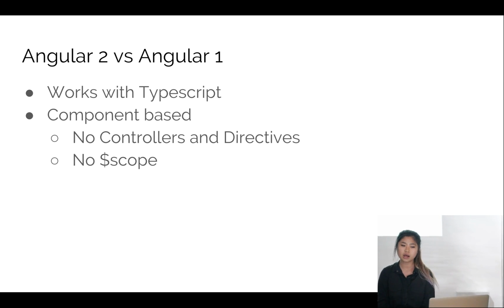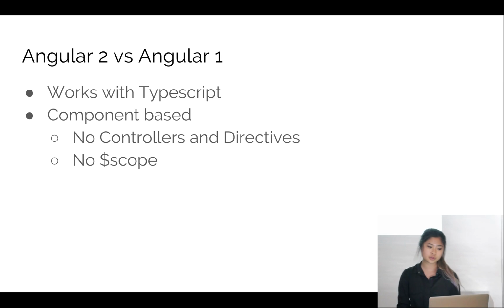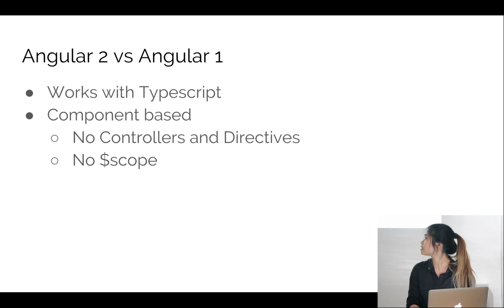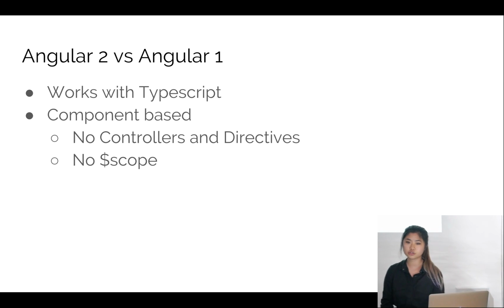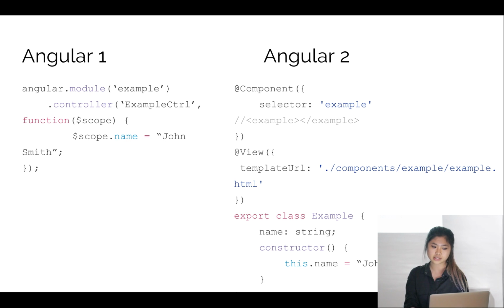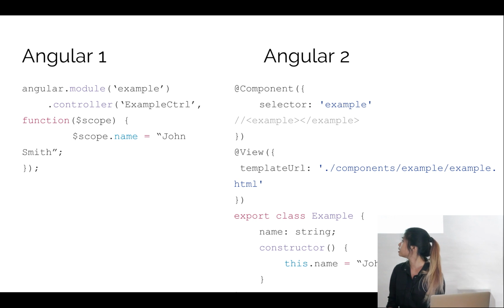So first of all, Angular 2 works with Typescript, which is really nice because Typescript allows you to write classes and types, and then it compiles into pure JavaScript. And the second key difference is that it is component-based, so there are no controllers and directives anymore, and no scopes. So here's an example of the same code, but written in Angular 1 and Angular 2.